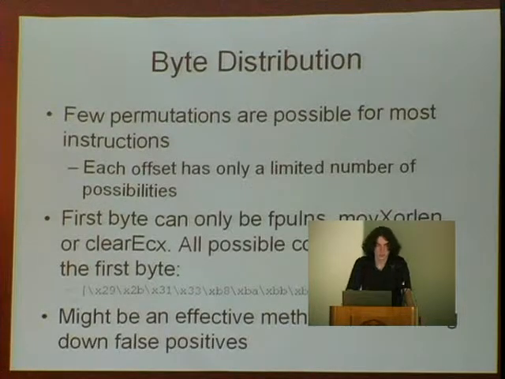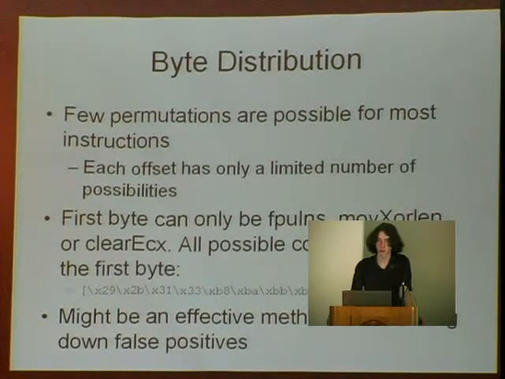And the answer comes in looking at byte distribution. Basically, few permutations are possible for most instructions, and each byte offset in the encoder has a limited number of possibilities. Well, what does that actually mean? The first instruction in the entire encoder can only be fpulns, moXorlen, or clearEcx. It only has 3 possibilities.